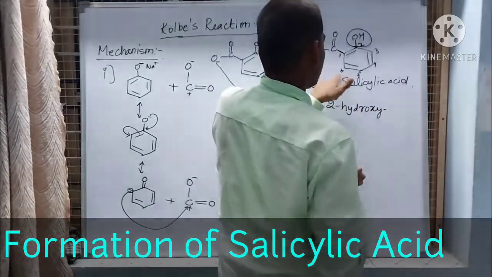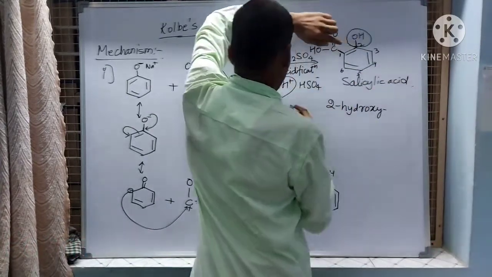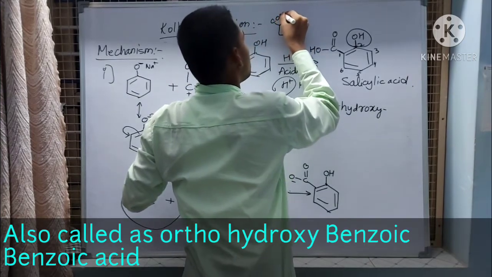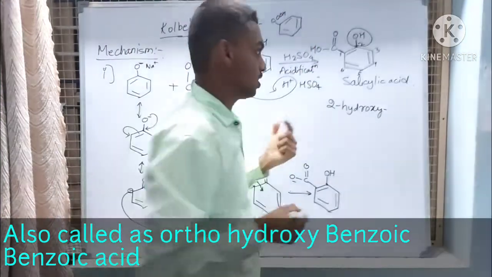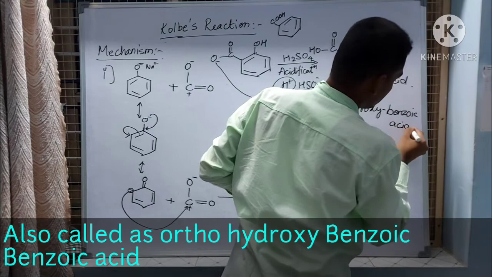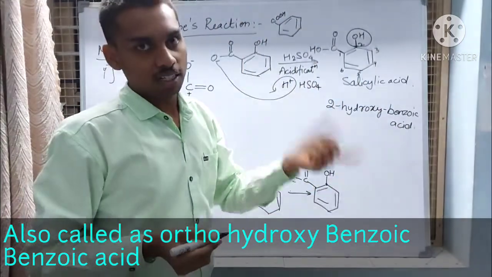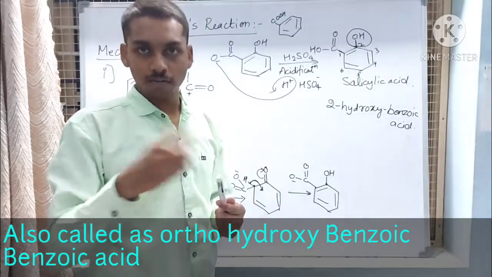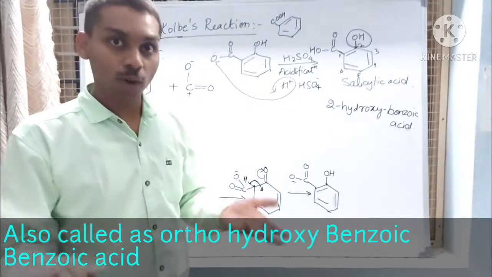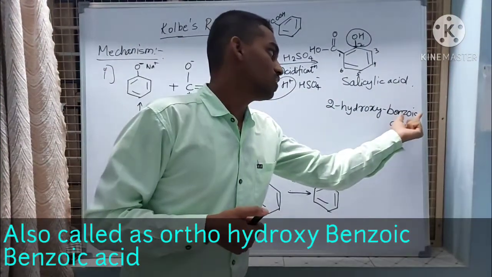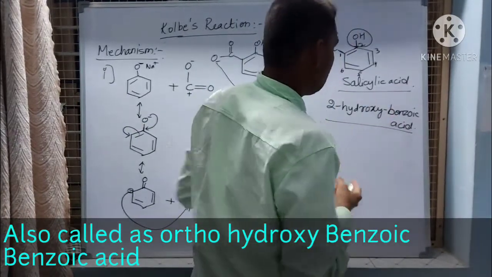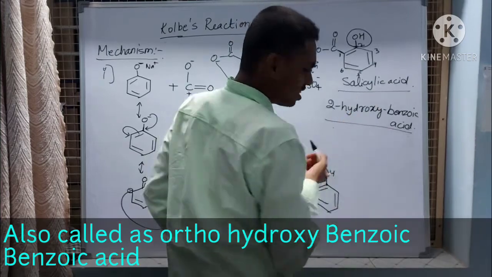What next? Let's leave this. What we have here is the structure with COOH. What is it? It is nothing but benzoic acid. 2-hydroxybenzoic acid. If there is a carboxylic acid group, then the suffix for that group in IUPAC nomenclature is denoted as oic acid, right? So we use benzoic acid. So this is the IUPAC nomenclature. This is the common name, salicylic acid.